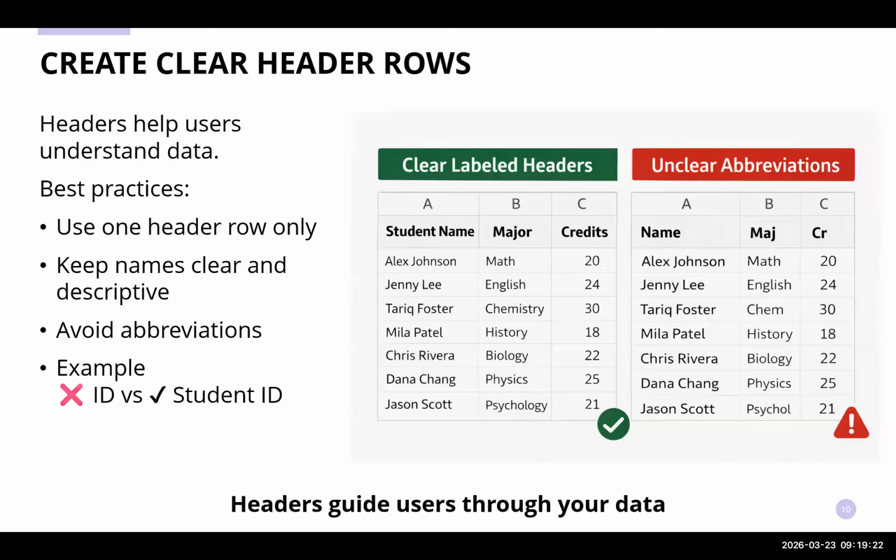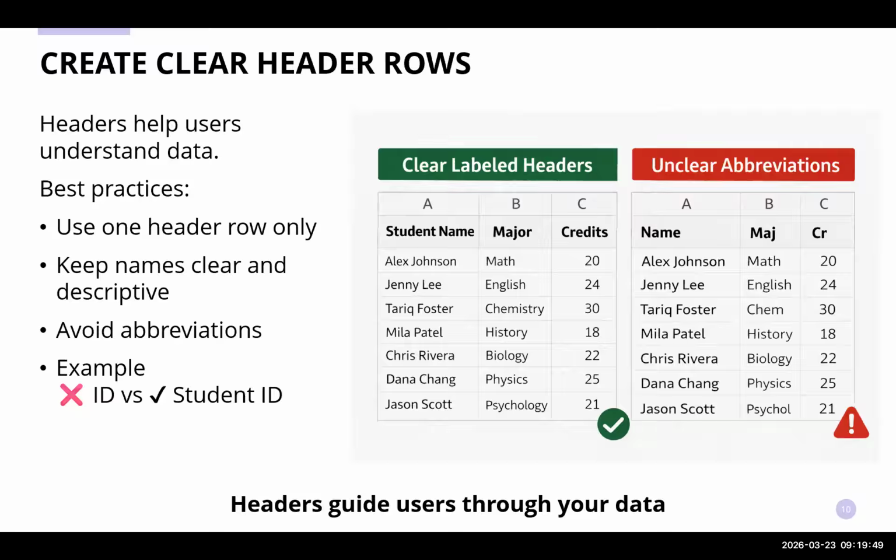Now, let us focus on headers, which are one of the most important elements in an accessible spreadsheet. Headers act like a signpost. They guide users through your data and tell them what each column or row represents. Without clear headers, even a well-structured table can be very confusing. So what does a good header look like?